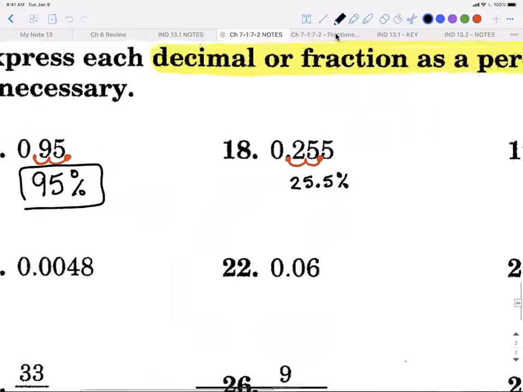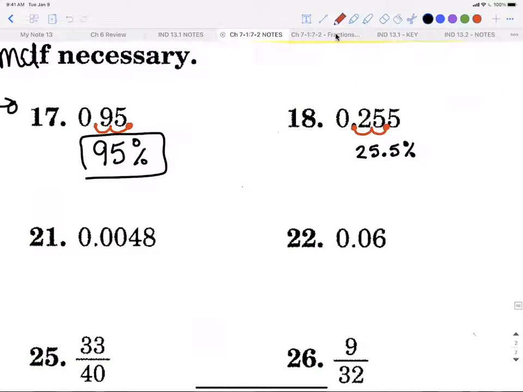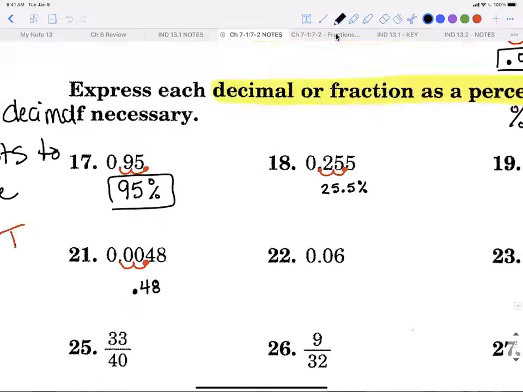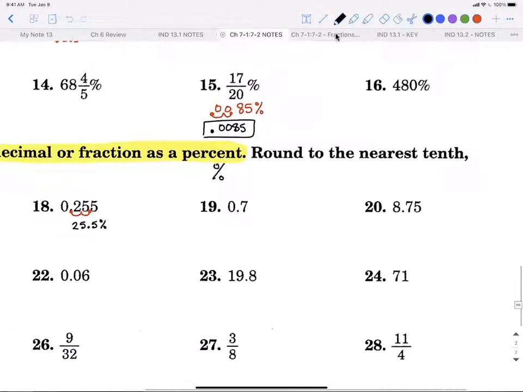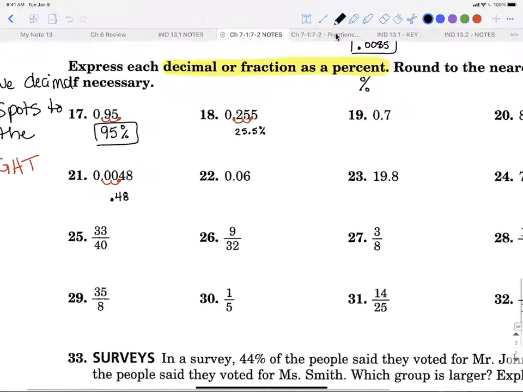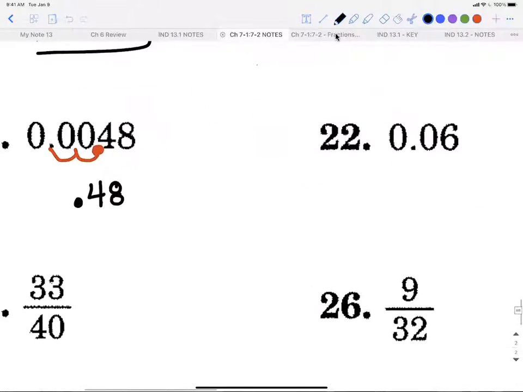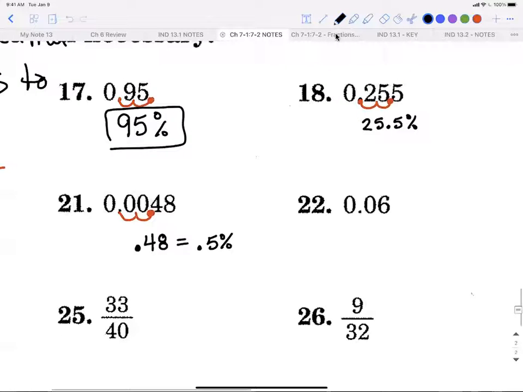None of these get any harder than this, really. Look at this one. You don't even have to put this in your notes. 1, 2. So we have 0.48, but our directions say to round to the what? 10th. So how would we round this? Colin? 0.5. And then don't forget, these are all percent.